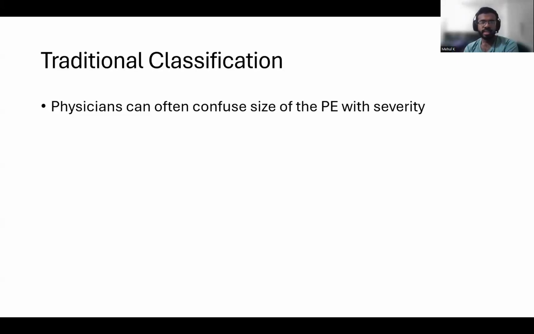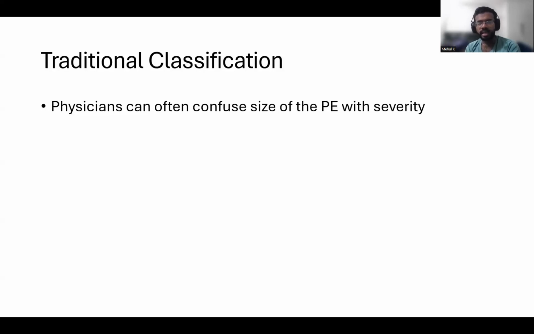So the problem with this classification is that when we say words like massive, submassive, we often confuse the size of the pulmonary embolus with the severity. Why does this matter? Suppose you have a young patient with pulmonary embolism. He or she will tolerate that embolism pretty well from a hemodynamic standpoint. They'll be symptomatic, but their vital signs will probably be normal, even though they have a pretty big embolus. Compared with an elderly patient, 60 or 70 years of age, with less cardiac reserve, who is going to get unstable pretty quickly, even with a small embolus.